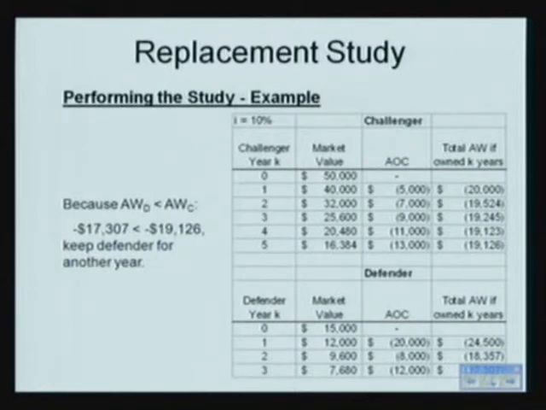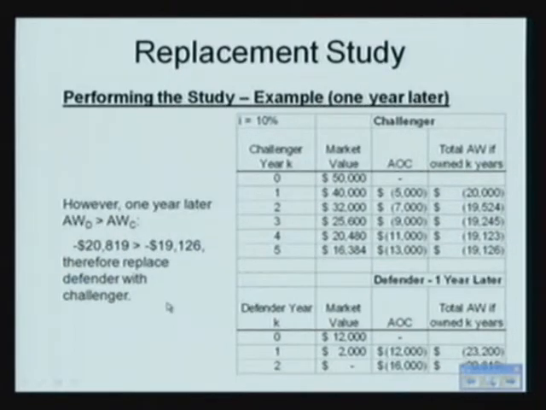So now let's fast forward a year in the future. Now I've got new market values and annual operating costs for the Defender 1 year later. I go through the same exercise and find the total annual worth if I own it for K years. If I own it for 1 year, it's $23,200. If I own it for 2 years, it's $20,819. So 2 years is the economic service life now for the Defender 1 year later.